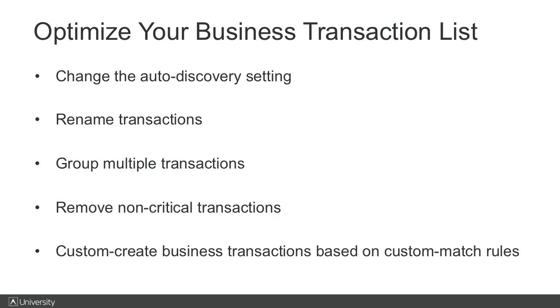Specifically, we're going to perform the following tasks. Change the auto-discovery setting. Rename transactions. Group multiple transactions. Remove non-critical transactions. And finally, custom create business transactions based on custom match rules. Let's take a look at each task from the top.